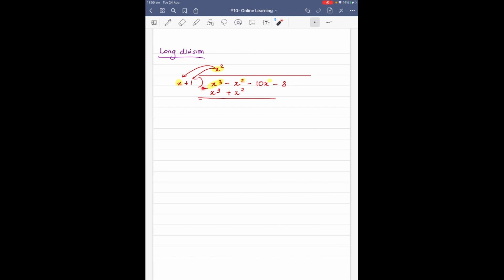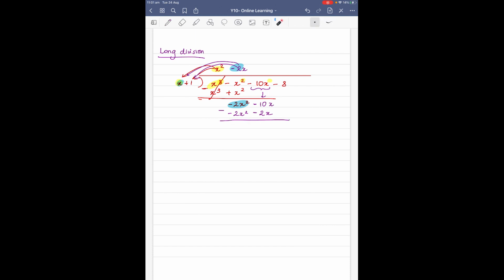We know x cubed minus x cubed gives you nothing. Minus x squared minus x squared gives you minus 2x squared. You're going to bring down the next one, minus 10x. So we have something times x gives you minus 2x squared. So we know minus 2x times x gives you minus 2x squared. Minus 2x times 1 gives you minus 2x.